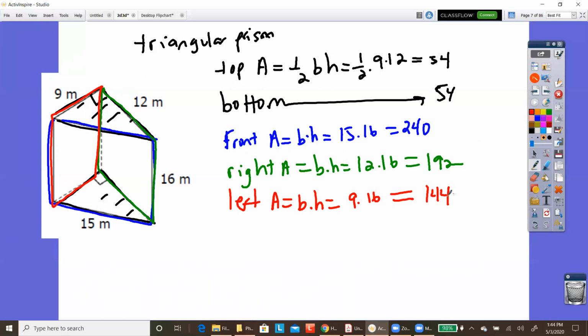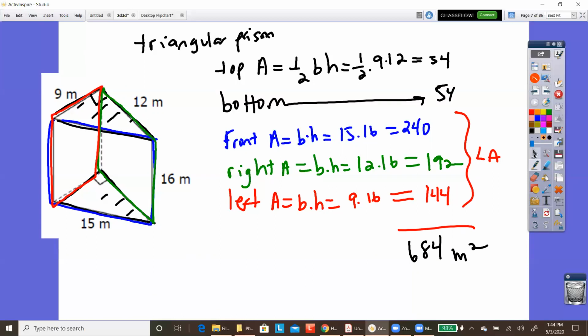So these three would be the lateral area, LA, lateral area. That doesn't stand for Los Angeles, it stands for lateral area. If they ask you for only the lateral area, you would only do those 3. If I ask you for the total surface area, you would add the top and the bottom as well. So if we add everything, we're going to get 684 square meters. And that's the answer for that one, the area of that triangular prism.